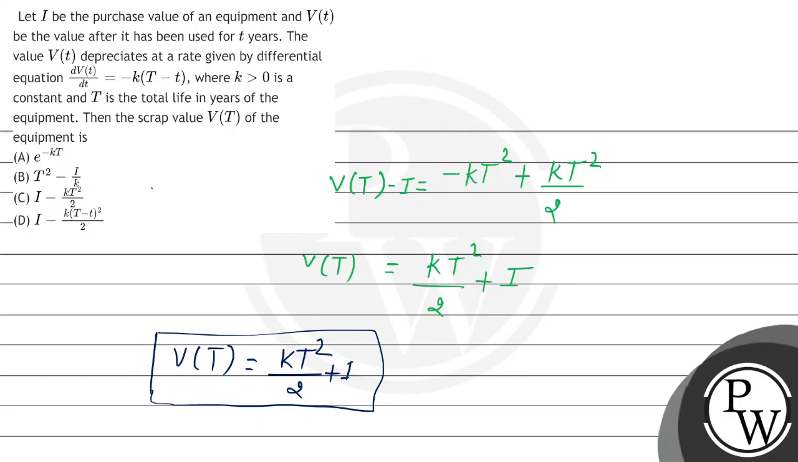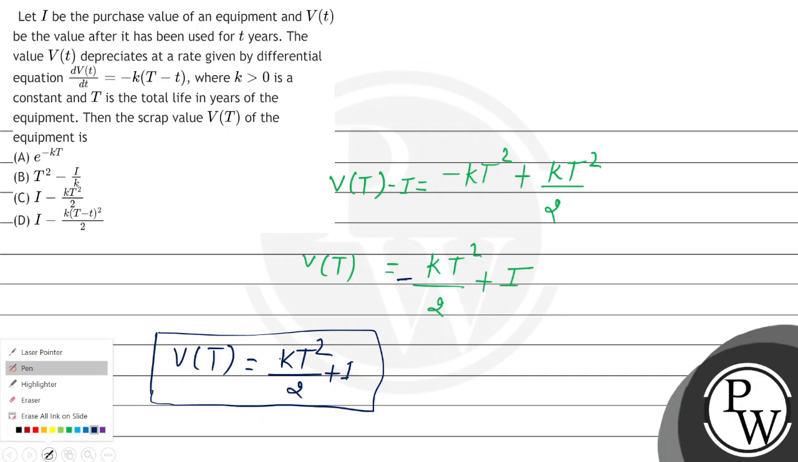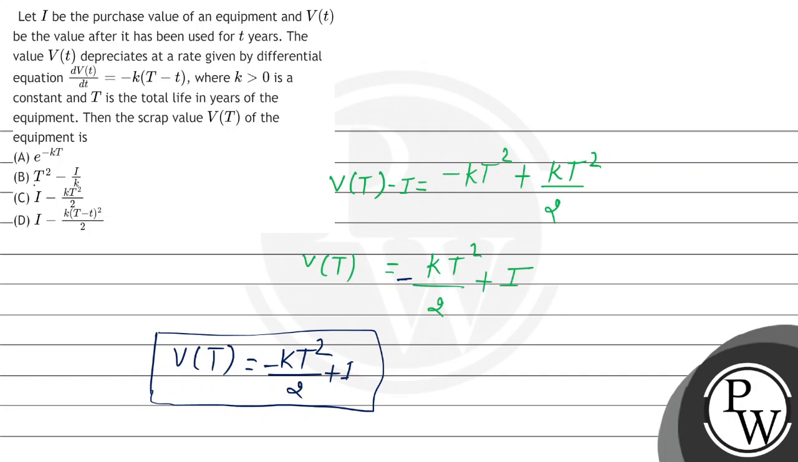So we can say here it is negative, so we need to write the negative sign first. So it will be the plus, and it will be the minus sign here. So we can say option C is the correct answer.